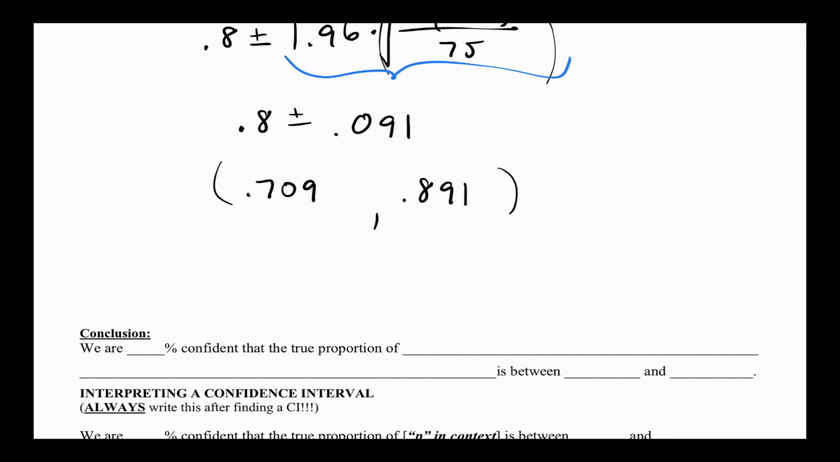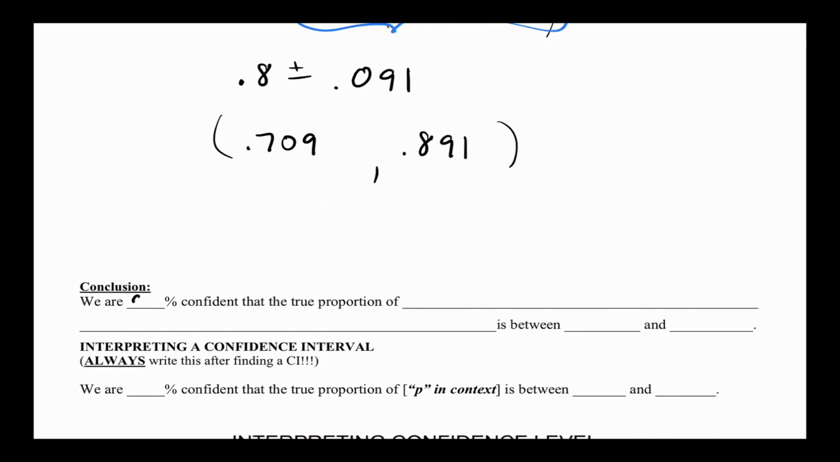Based off the sample, based off that one sample of 75, what I'm saying is I'm 95% confident that the true percentage for all of the dishes that are served that get to their customer within 1 minute is somewhere between there. Okay, that's what that number represents. And that's the last step. The last step is conclusion.